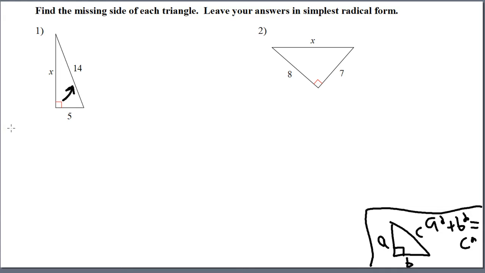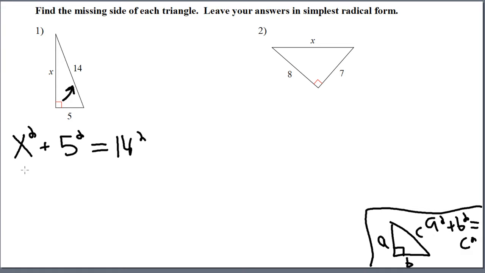The c value is always your hypotenuse, and your hypotenuse is always the longest side, whatever side is opposite to the right angle. So to fill in my c, it's going to be 14 squared. I set that equal to a squared plus b squared. Now, it doesn't matter what two values you pick for a and b as long as you get your c value right. But in this case, if I'm following my diagram on the bottom right, I'm going to say that x is my a value, so I'm going to write x squared plus my b value, which is 5 squared.